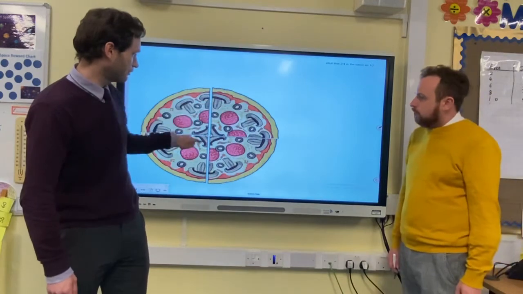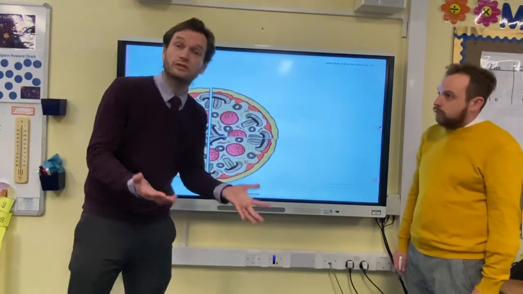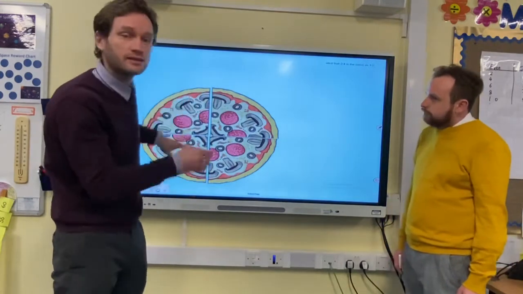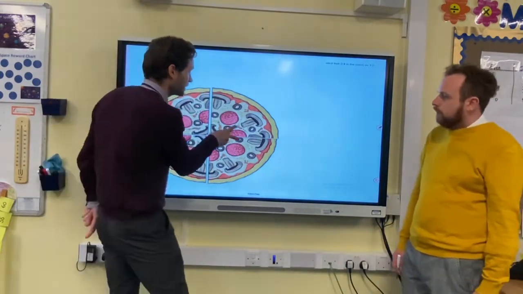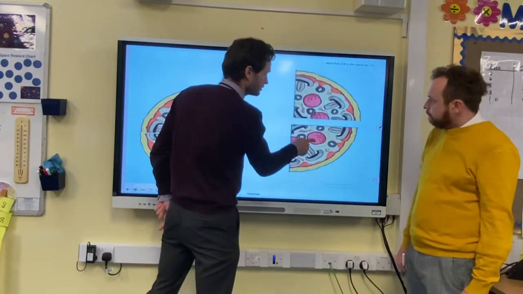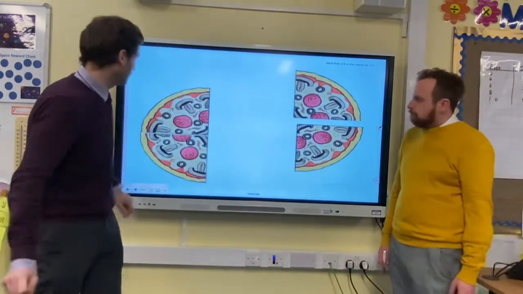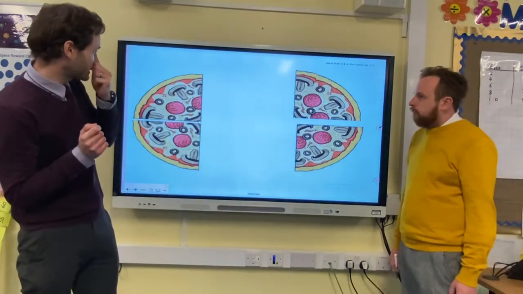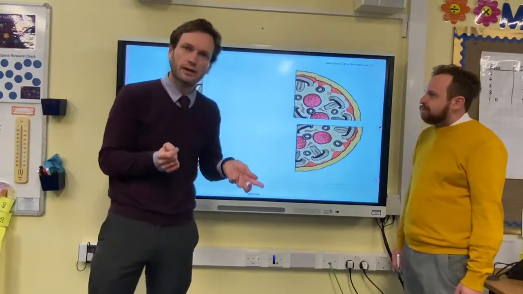Okay, same amount, so let's see how many bits there are. There's 1, 2, 3, 4. Okay, so it's in quarters already. In 4 bits, quarters, and they're exactly the same size. So let's say you can get these 2 bits. 2 bits for Mr. Lake, and then 2 bits for me. Perfect. Okay, so let's write this as a fraction then.